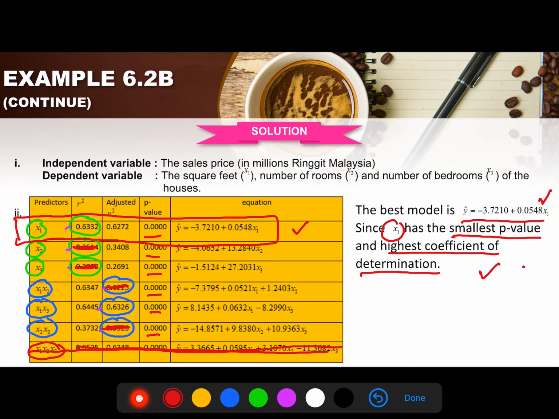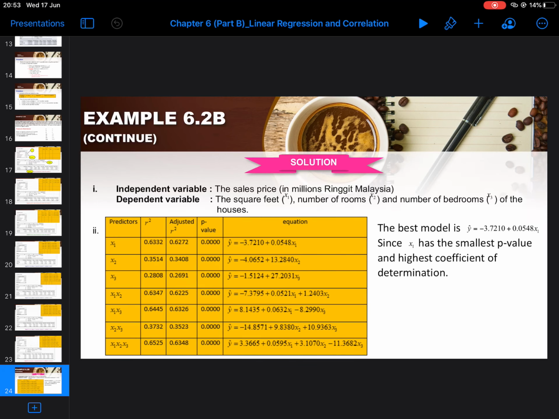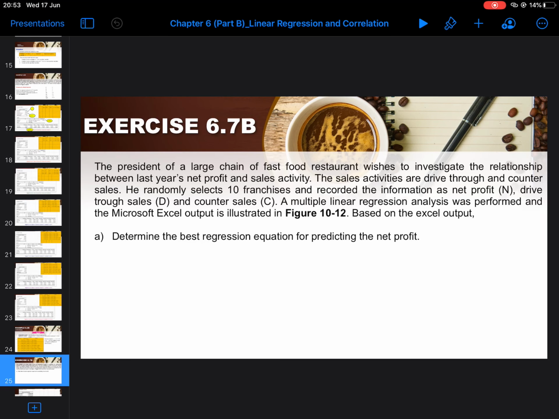Okay? So that's all for example 6.2b. So let's look at how to solve exercise 6.7.